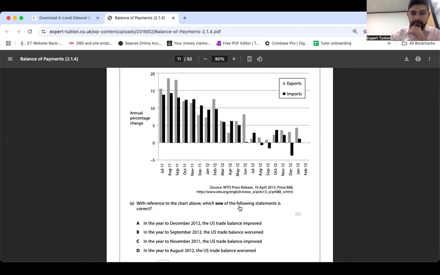Let's see what B says. In the year to September 2012, the US trade balance worsened. Well, September 2012 was actually one I showed you earlier. Exports went up relative to the year before, and imports went down, so it improved. It didn't worsen, so it's not B.